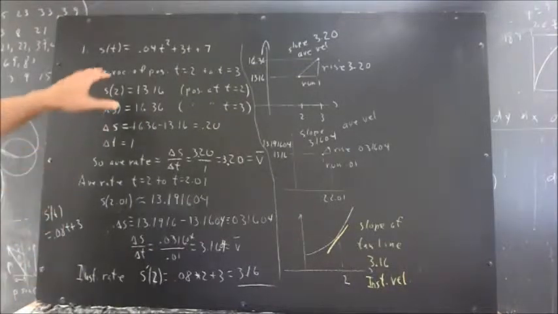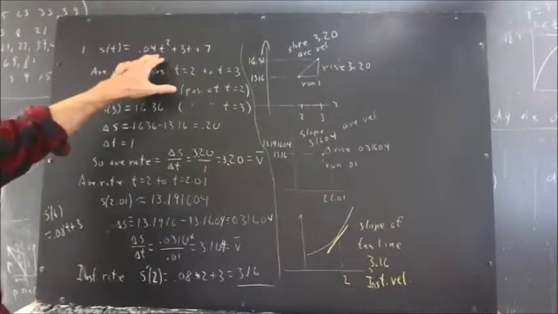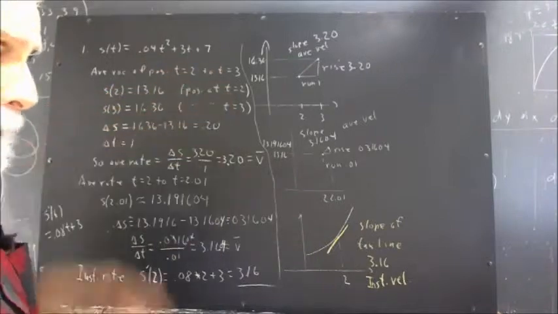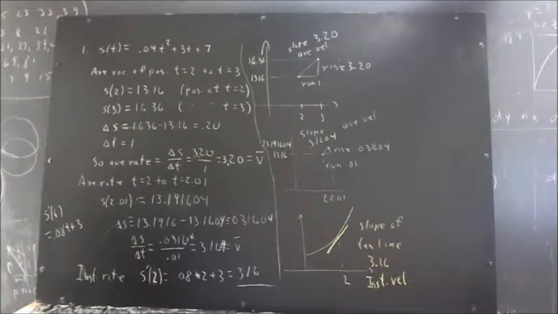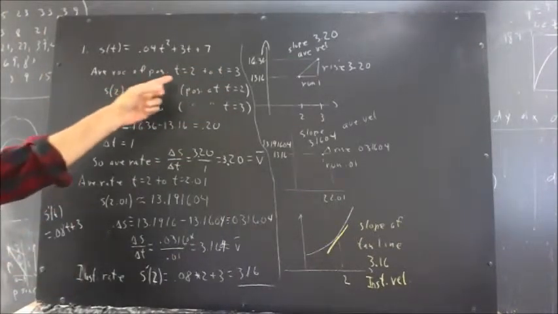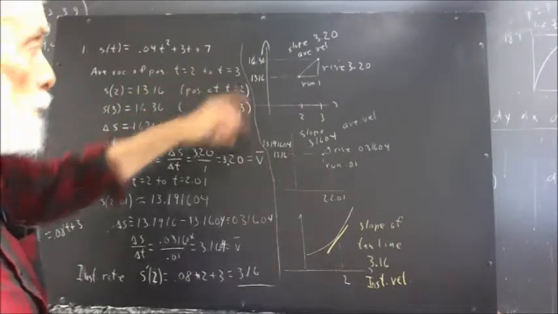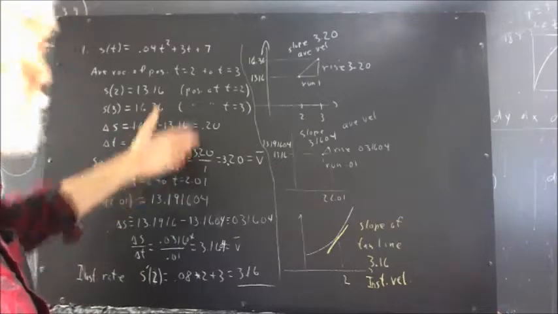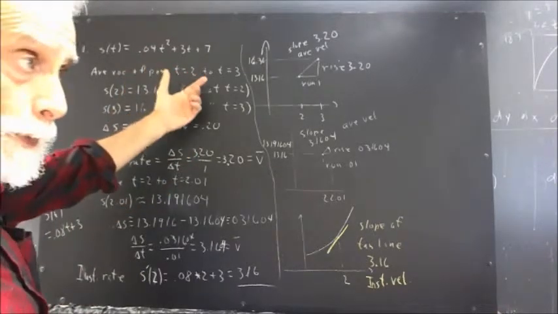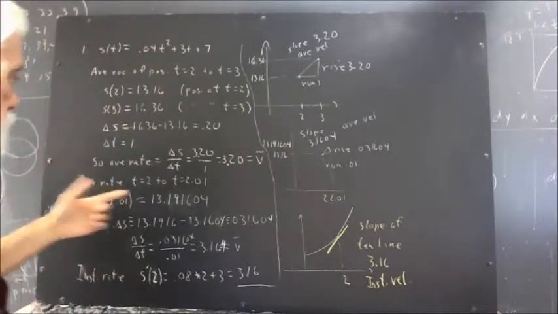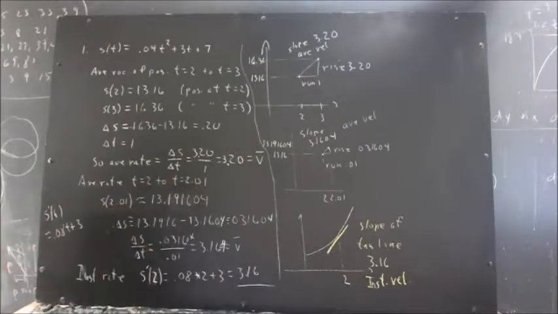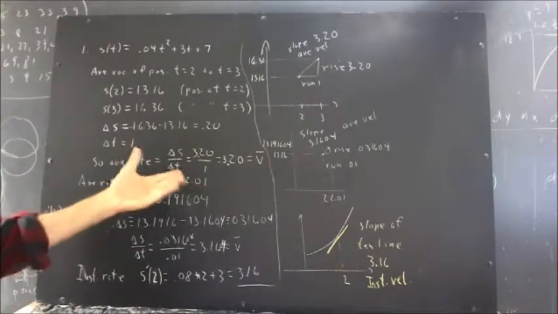We're given the position function s(t) = 0.04t² + 3t + 7, and we're asked to find the average rate of change of position with respect to clock time between t = 2 and t = 3, then between t = 2 and t = 2.1, and then between t = 2 and t = 2.01. We're not going to do the 2 and the 2.1.